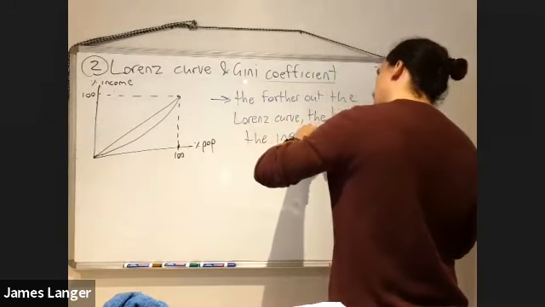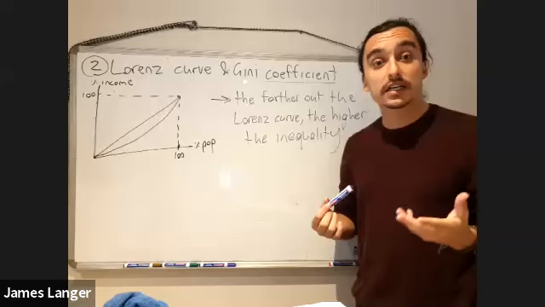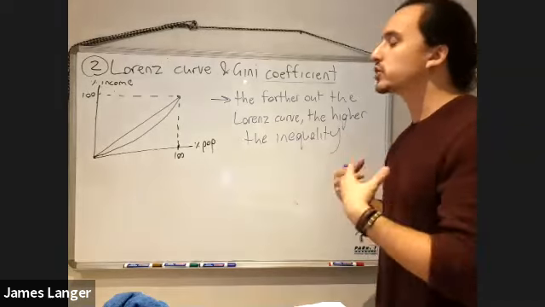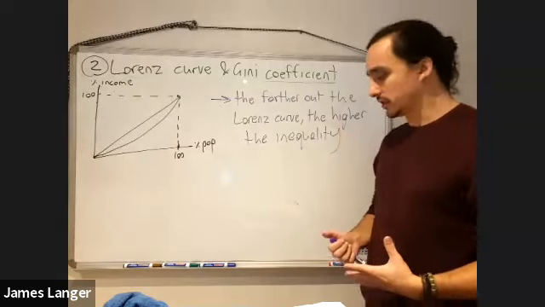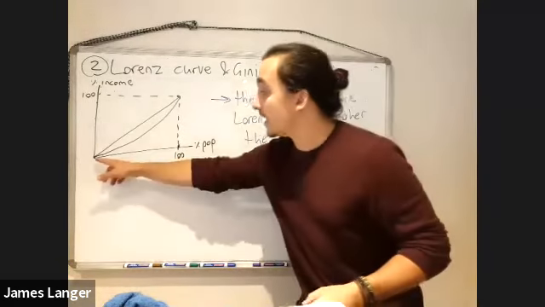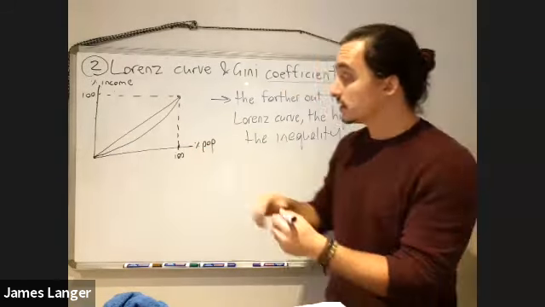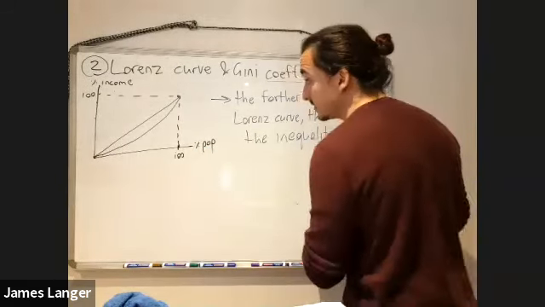So in order to calculate the Gini coefficient, in order to measure income inequality, we look at the size of this area. So I'm going to call this A.